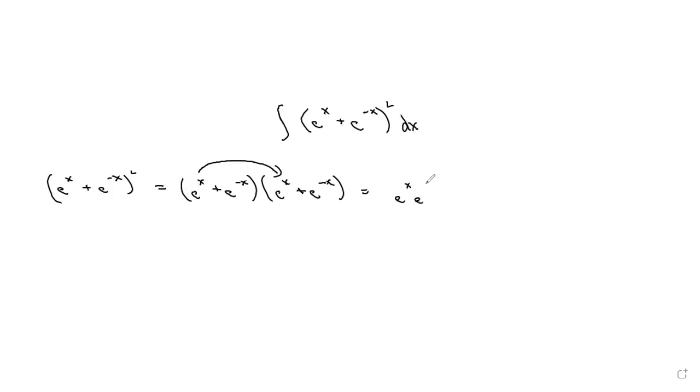So e to the x times e to the x. Next one will be e to the x times e to the minus x. So plus e to the x times e to the minus x. And then the next one will actually be the same expression, so I'll just write that again, plus e to the x times e to the minus x. And then the last one will be e to the minus x times e to the minus x.